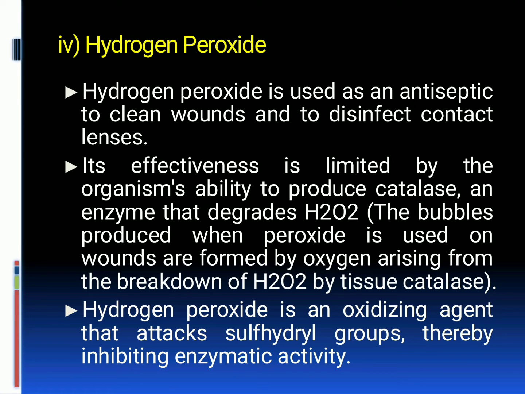Hydrogen peroxide. Hydrogen peroxide is used as an antiseptic to clean wounds and as a disinfectant for contact lenses. Effectiveness is limited by the organism's ability to produce the enzyme catalase, which degrades hydrogen peroxide. The bubbles produced when peroxide is used on a wound are formed by the oxygen arising from the breakdown of H2O2 by tissue catalase. Hydrogen peroxide is an oxidizing agent that attacks the sulfhydryl group, thereby inhibiting enzymatic activity.